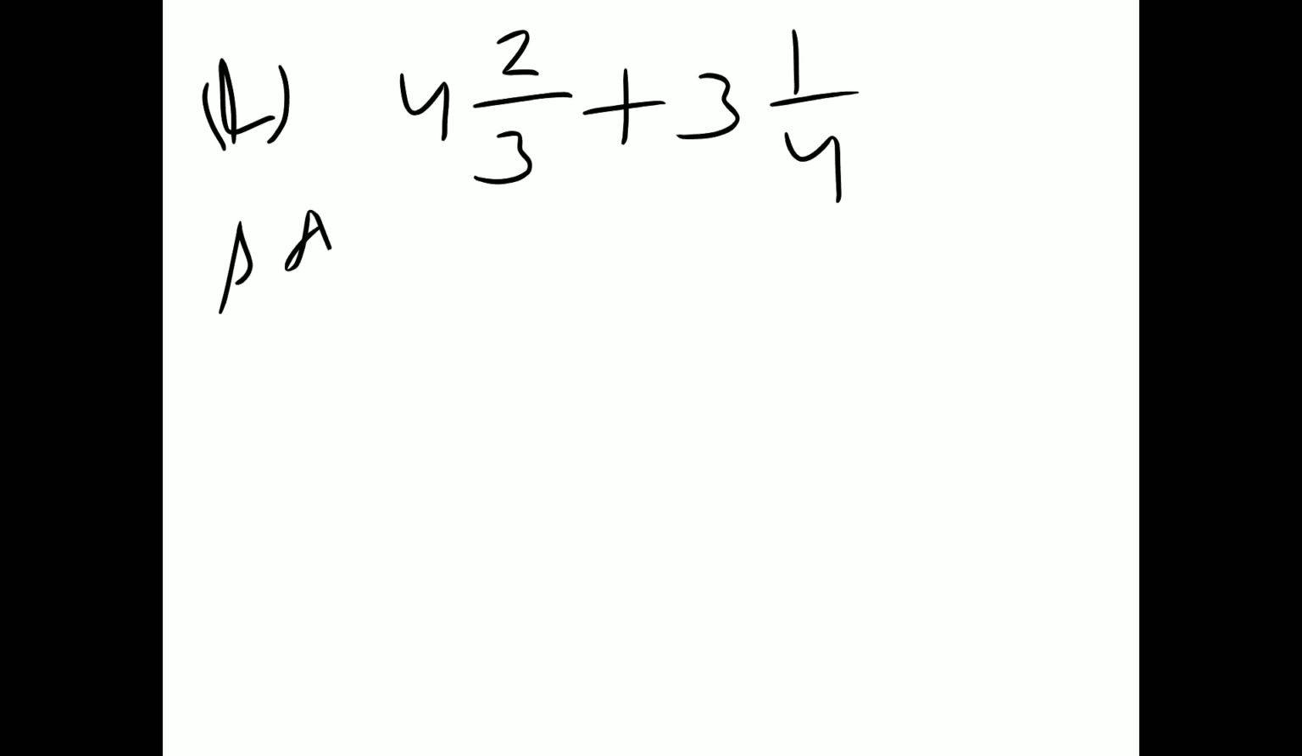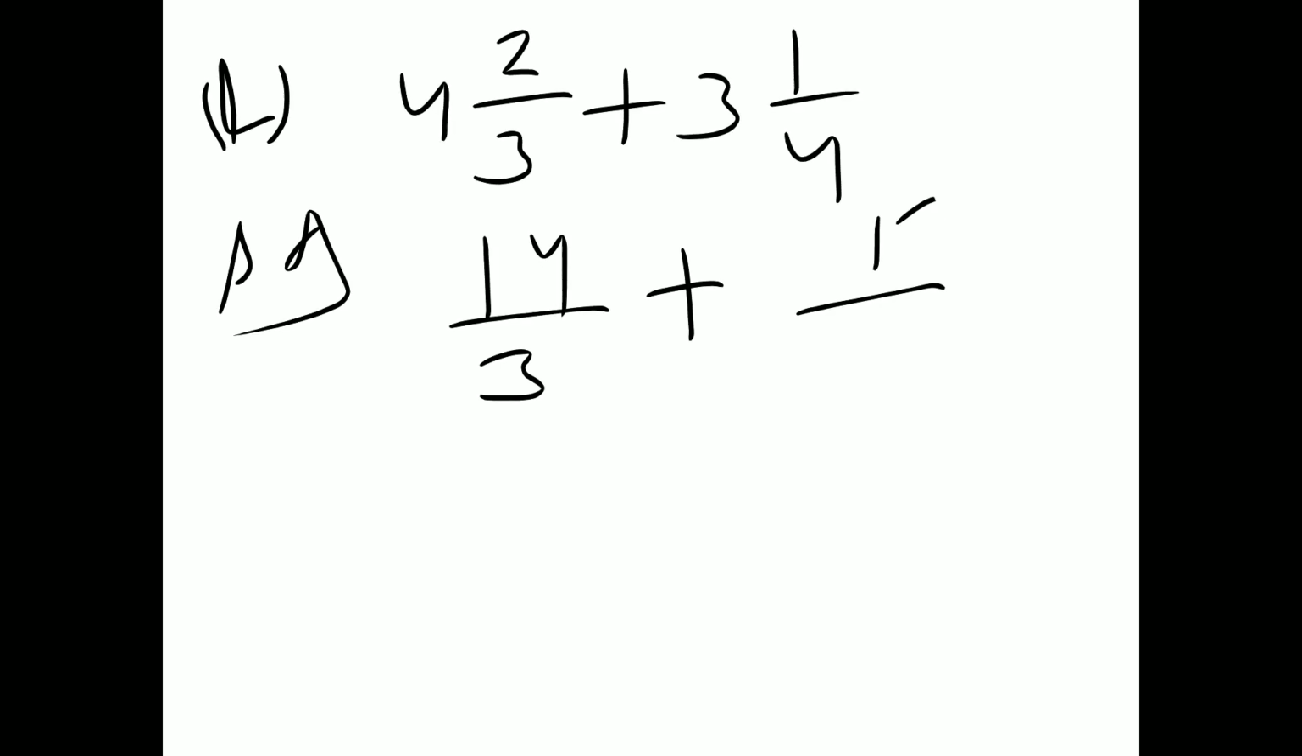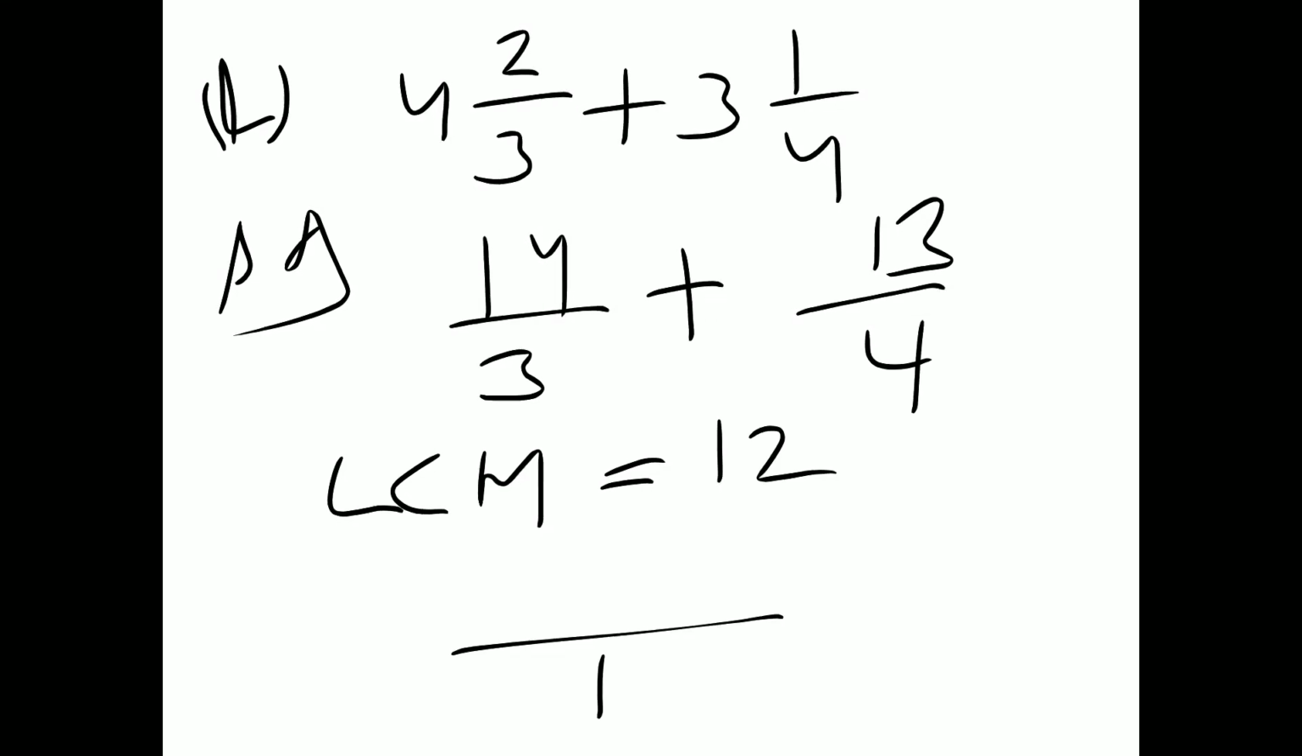L part, again it is a mixed form, you convert it. Answer comes 4 3s are 12 plus 2, 14, plus 3 4s are 12 plus 1 is 13 by 4. Now 3 and 4 do not come in any table, so LCM will be 12. Now you write 12 down.